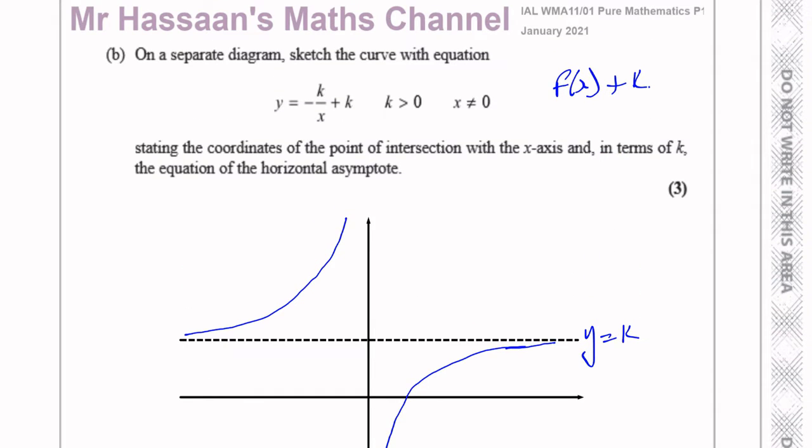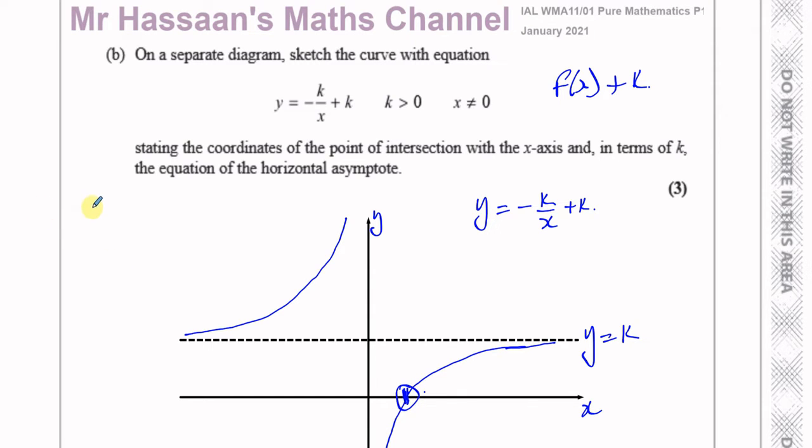y equals minus k over x plus k. That's the equation that we've drawn. That's the y-axis, that's the x-axis. We have to find this point. It says, state the coordinates of the point of intersection with the x-axis in terms of k, and the equation of the horizontal asymptote. So this is in terms of k. We've got to find what this point is where it hits the x-axis.